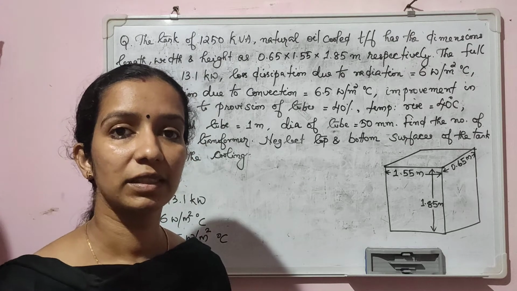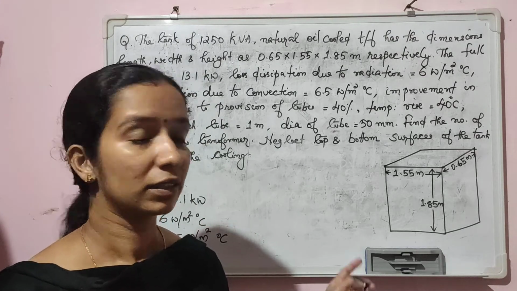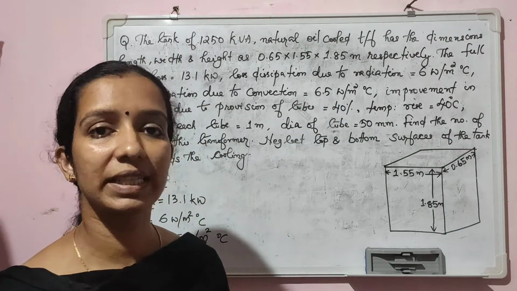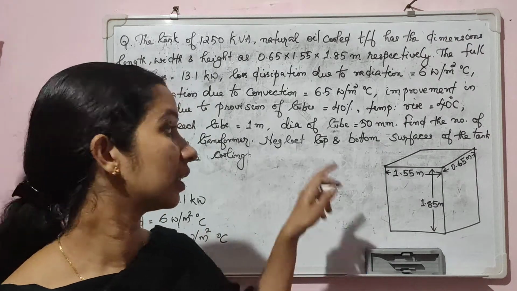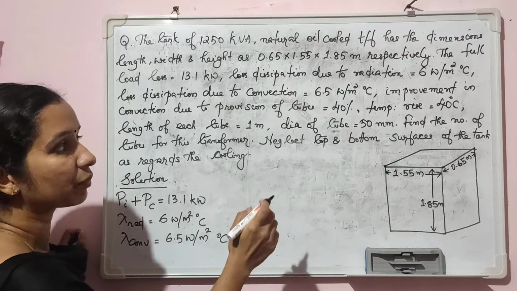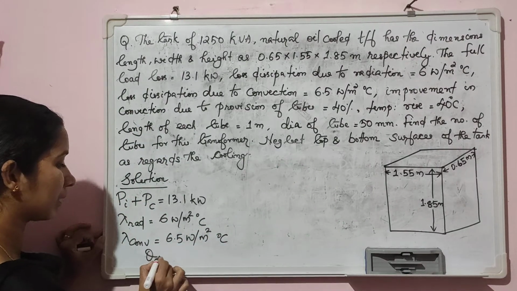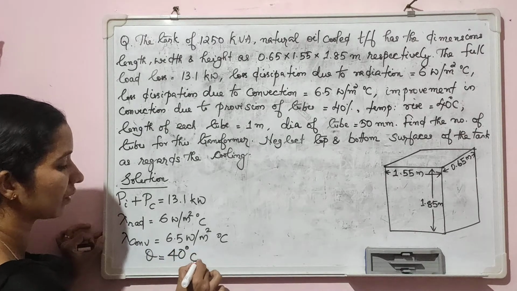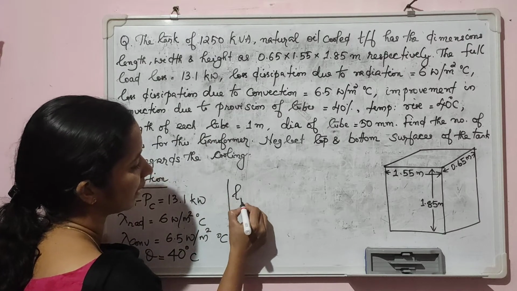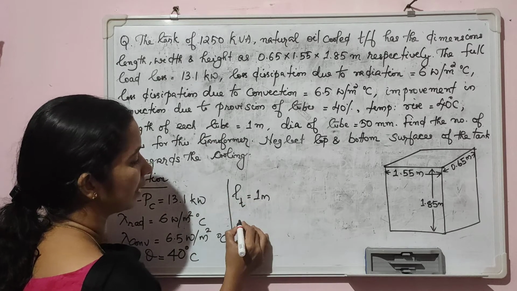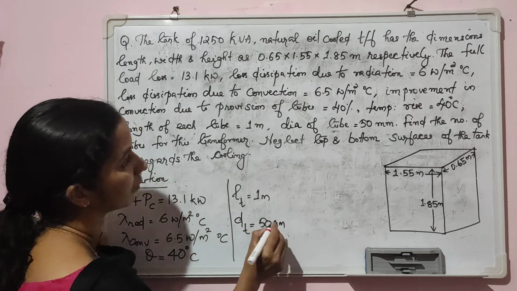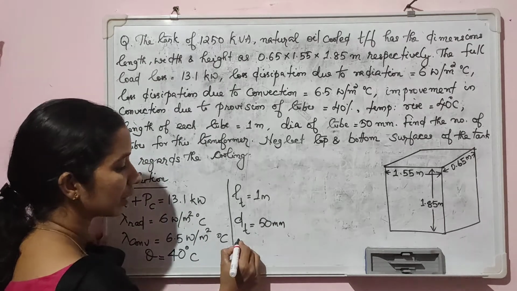So we cannot use that equation for number of tubes here. By taking the improvement in convection as 40%, we have to rearrange that equation. We have to adjust that equation accordingly. So keep it there. So next parameter given is the temperature rise, that is theta is equal to 40 degrees Celsius. Then length of each tube, LT, is equal to 1 meter. Diameter of tube, dt, is equal to 50 mm. Find the number of tubes required for this transformer.